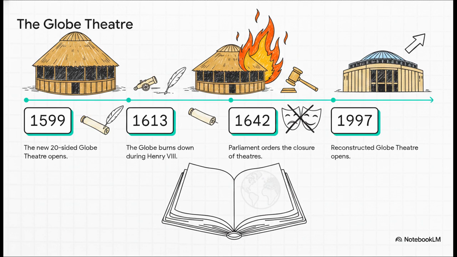It was quickly rebuilt, but then Parliament permanently ordered the closure of London theaters in 1642. For centuries, it seemed the Globe was lost forever. But fast forward to 1997, and thanks to the decades-long dream of American actor Samuel Wanamaker, a fully reconstructed Globe Theater opened just one street away from the original site.